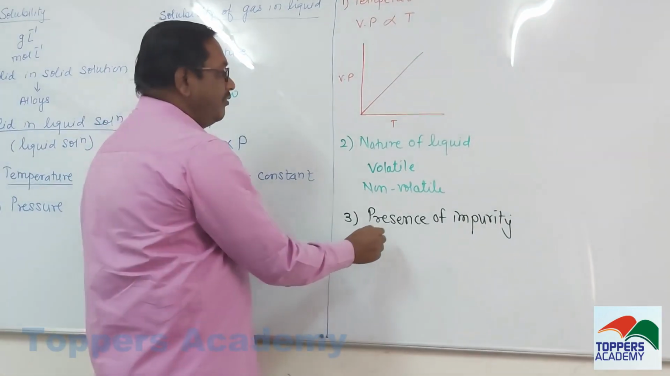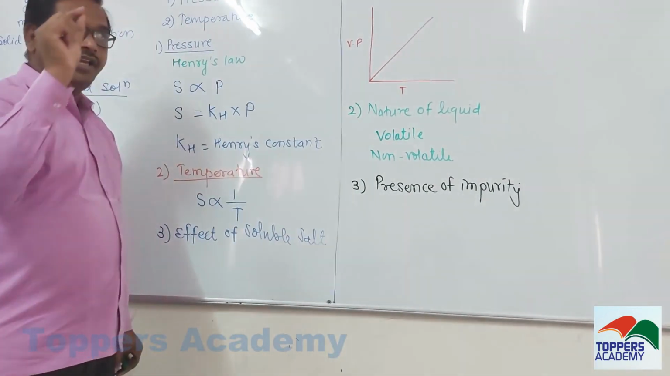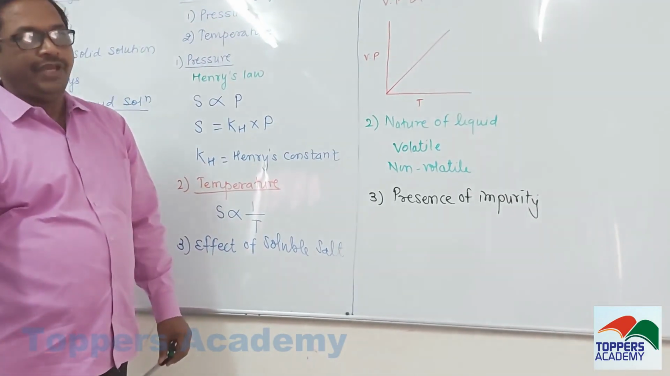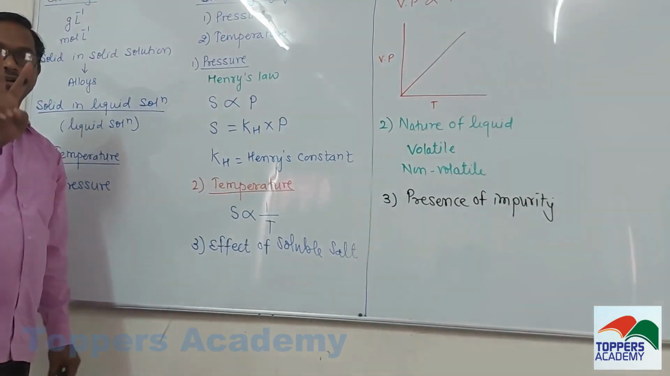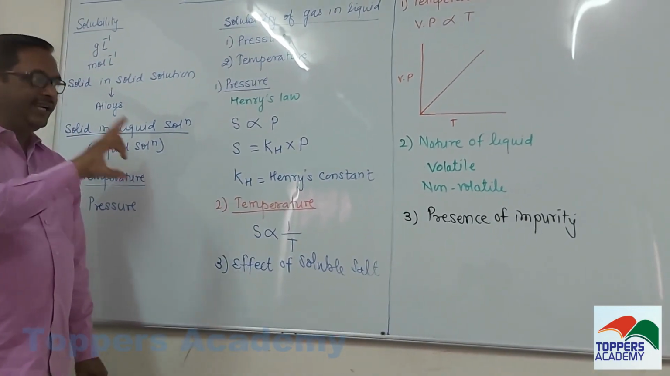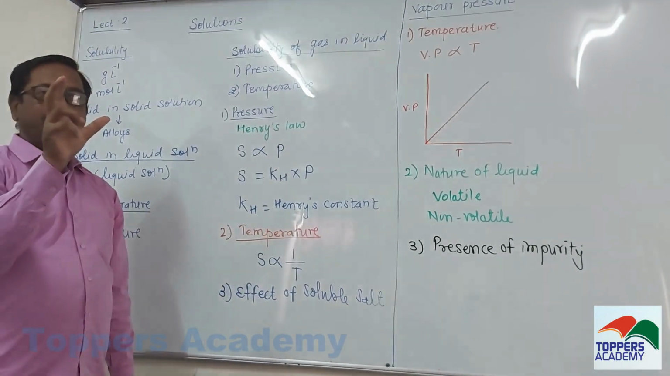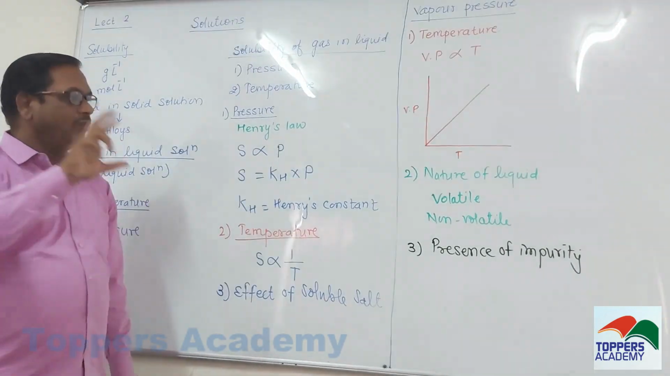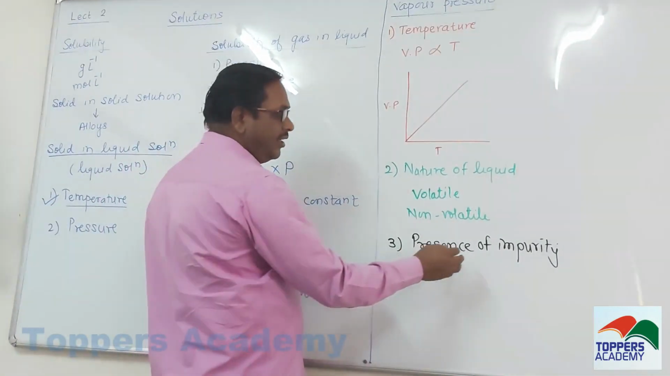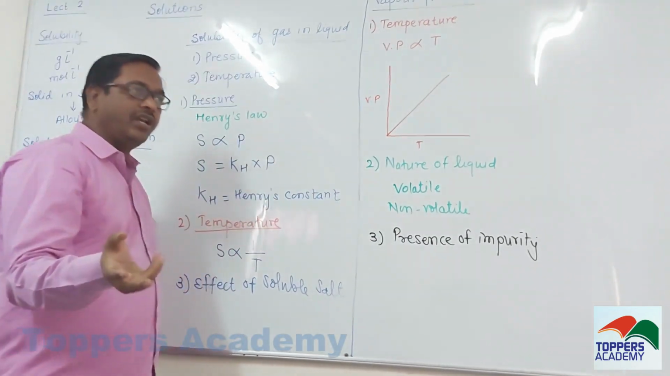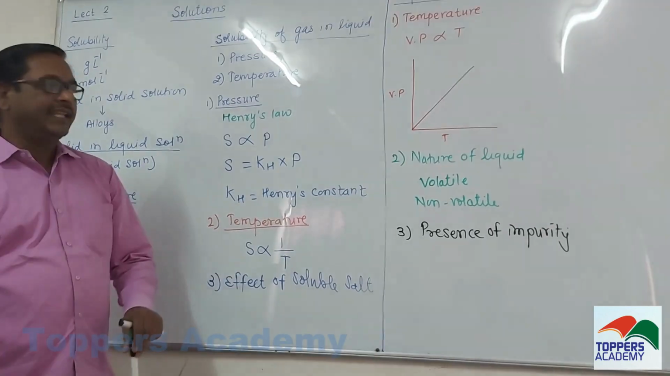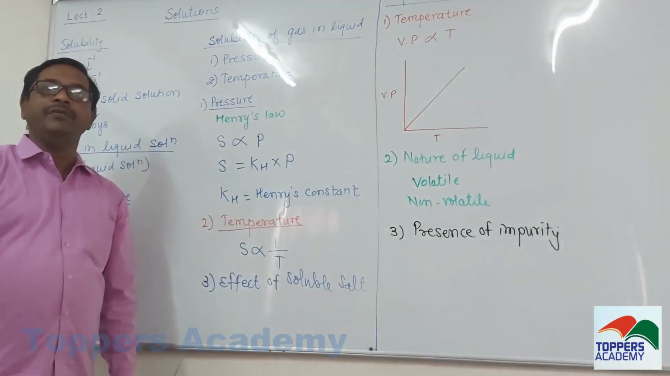Now see here, when the given liquid is in pure form and in impure form, there are two liquids, but the liquid is the same, only the condition is different. One part contains the pure liquid, one part contains the impure liquid. Now when we compare the pure liquid and the impure liquid, the vapor pressure of pure liquid is higher than the vapor pressure of impure liquid.